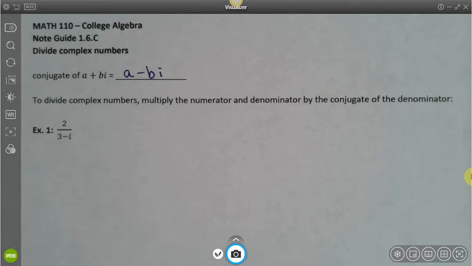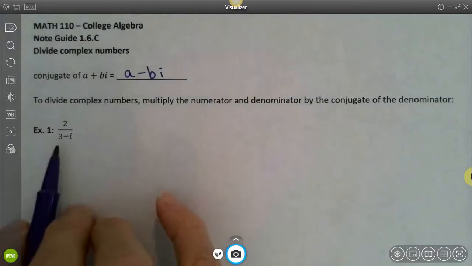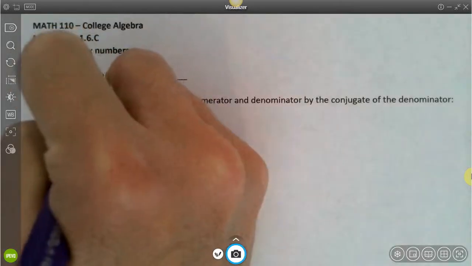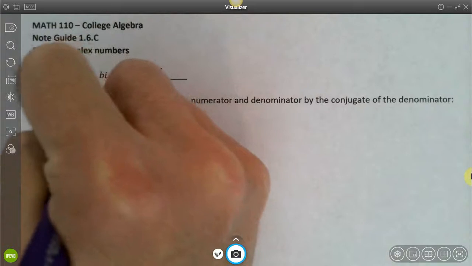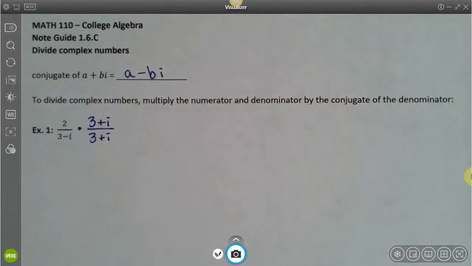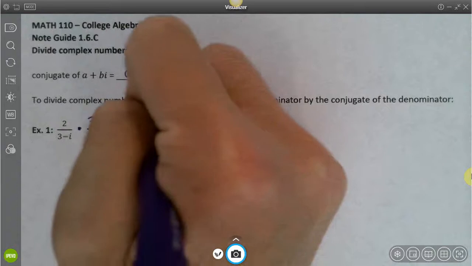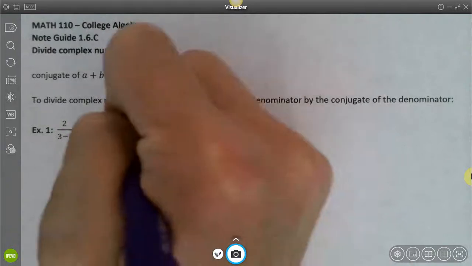And to divide two complex numbers, you're just going to multiply both the top and the bottom by the conjugate of that denominator. So we have 3 minus i. The conjugate of that is 3 plus i. So we're going to multiply both the top and the bottom by 3 plus i. So on top, I'll have 2 times the quantity 3 plus i.